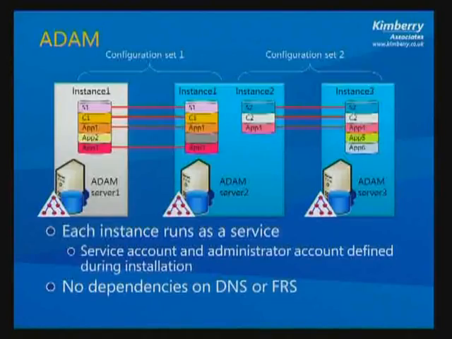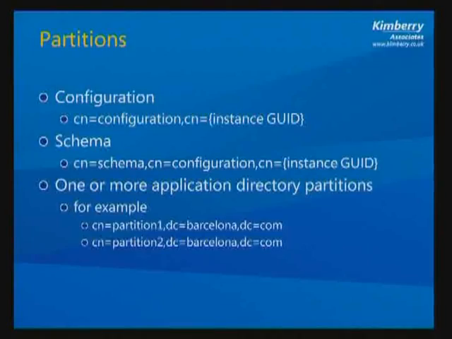In terms of partitions, we've got a configuration, we've got a schema, and then we've got one or more application directory partitions. When we install the instance, we set up the application directory partition, give it a name that we want to give it, and then it builds the instance. If it's the first instance, it's sitting on one particular server. We can then create additional instances, and we replicate them across.